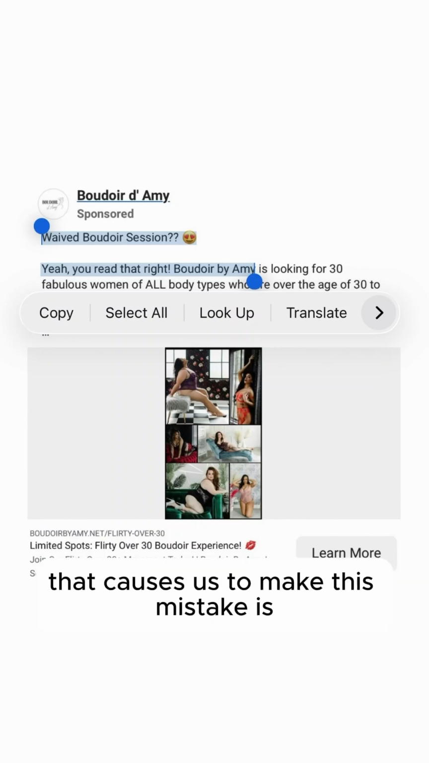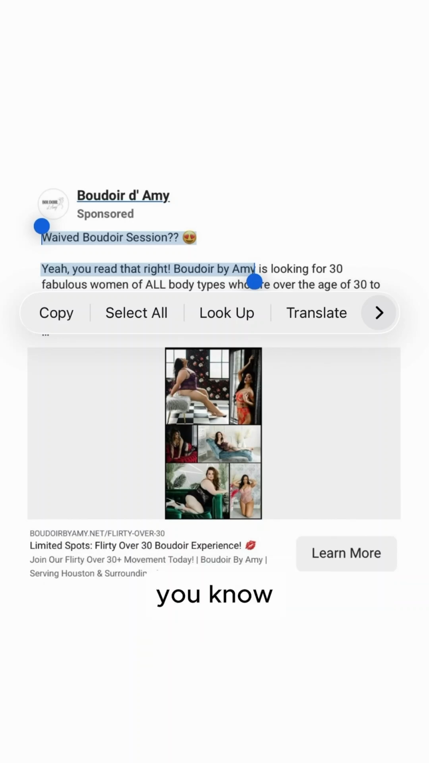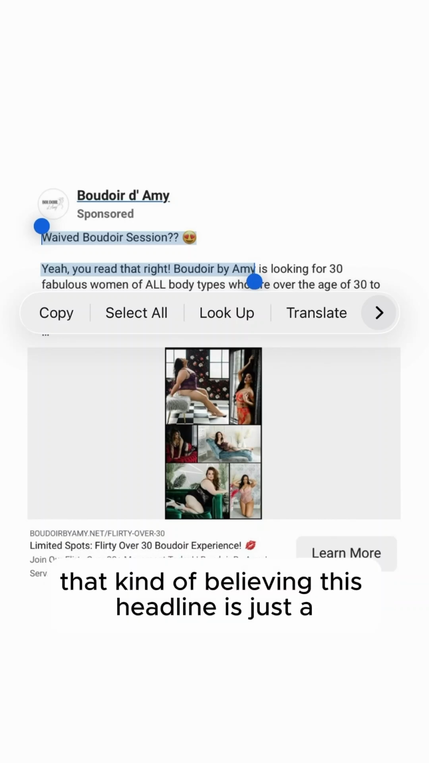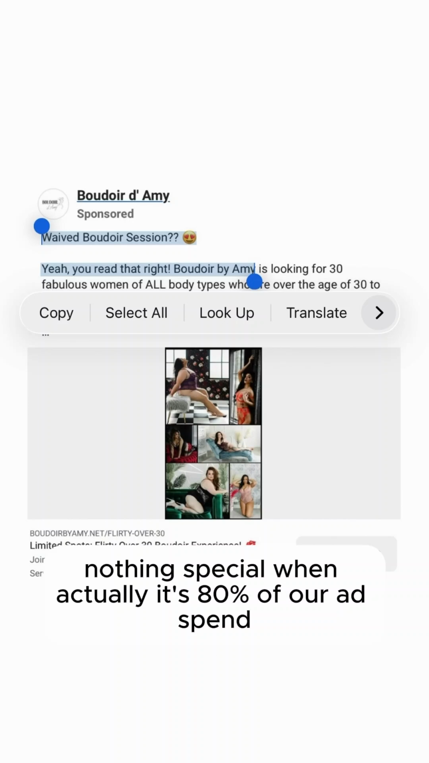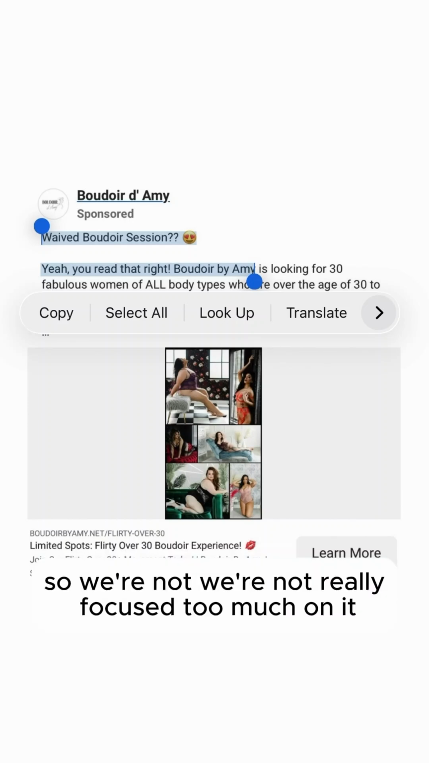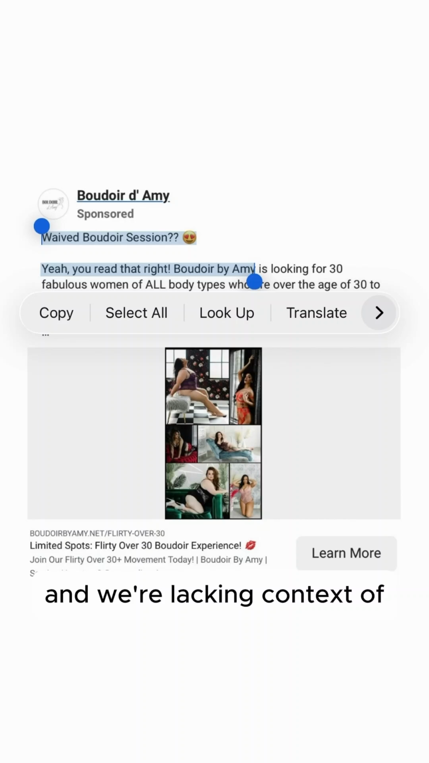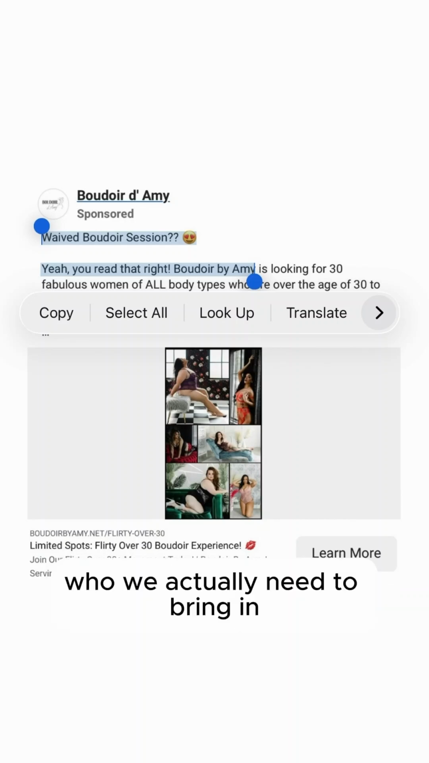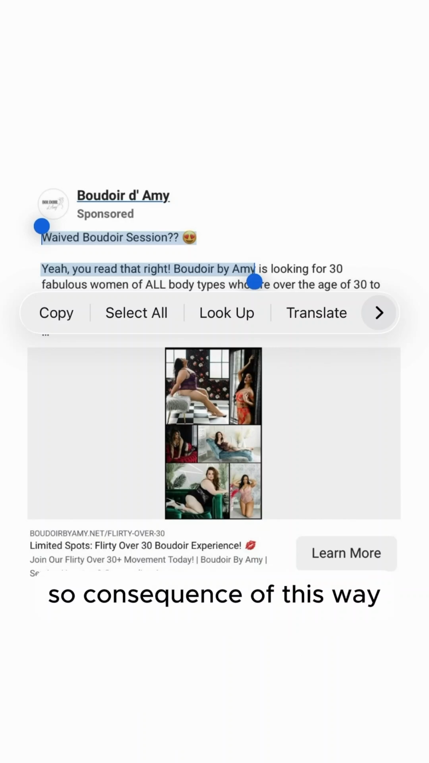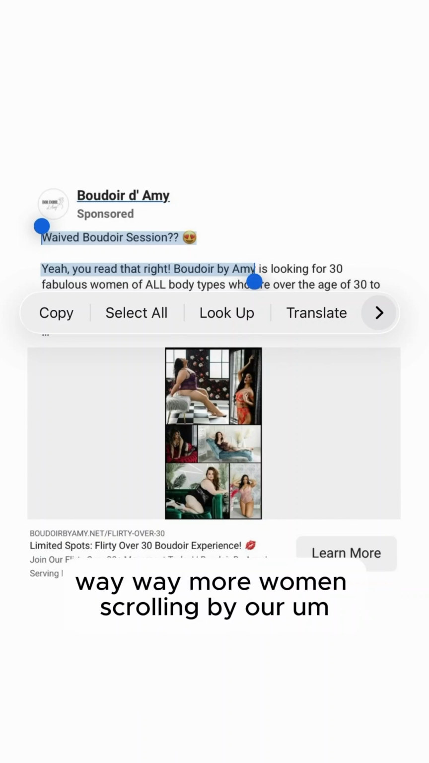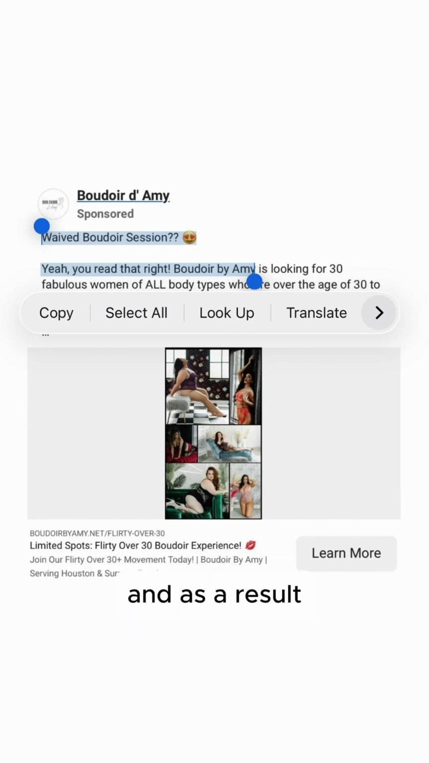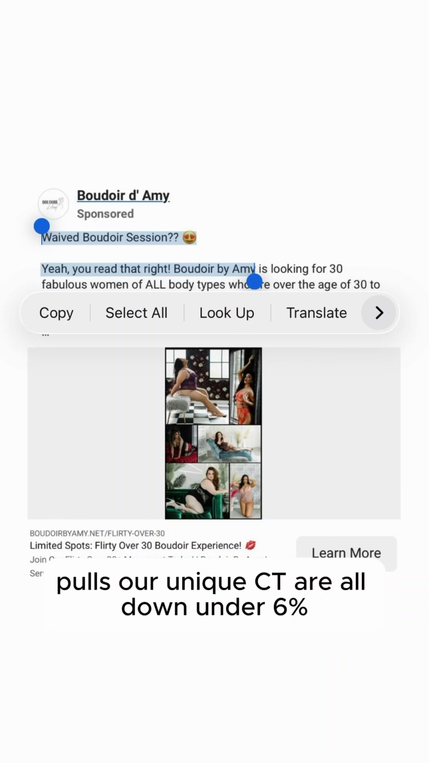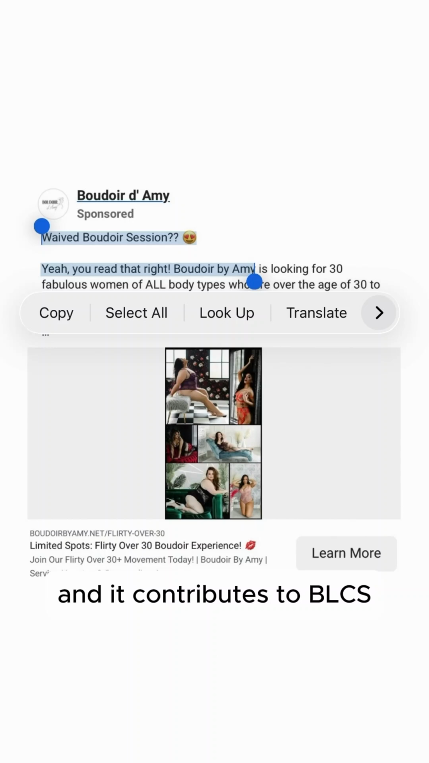And the false belief that causes us to make this mistake is that we believe this headline is nothing special, when actually it's 80% of our ad spend. So we're not really focused too much on it, and we're lacking context of who we actually need to bring in. So the consequence of this is way more women scrolling by our boudoir Facebook ad than necessary, and as a result, it pulls our unique CTR down under 6% and contributes to BLCS, boudoir low click syndrome.